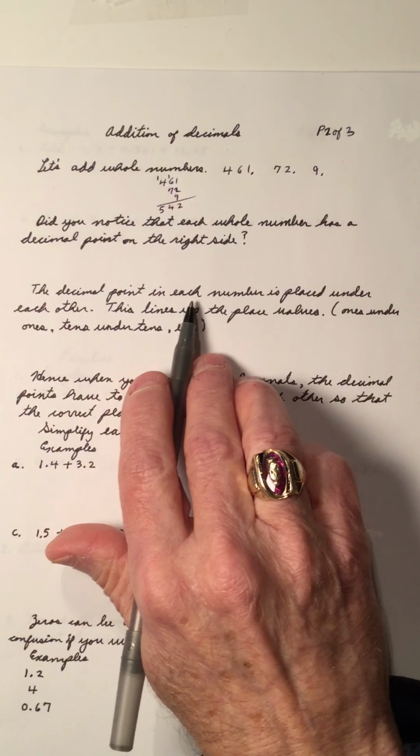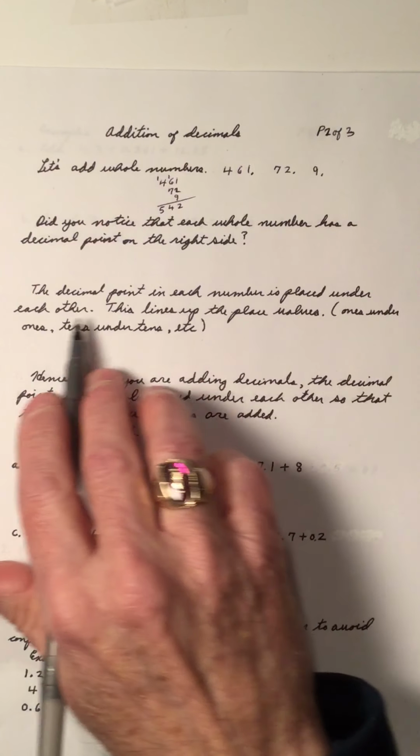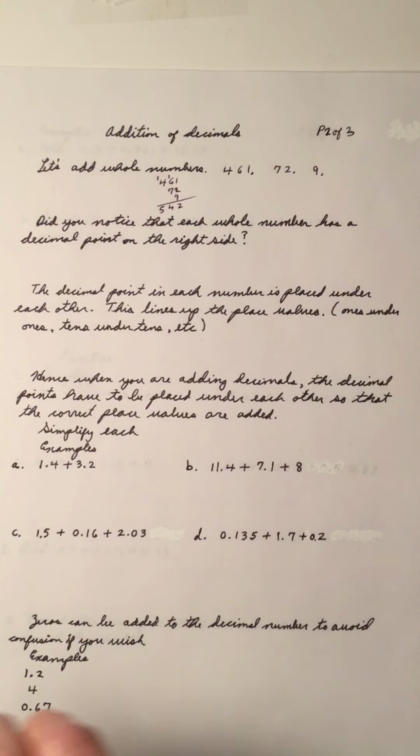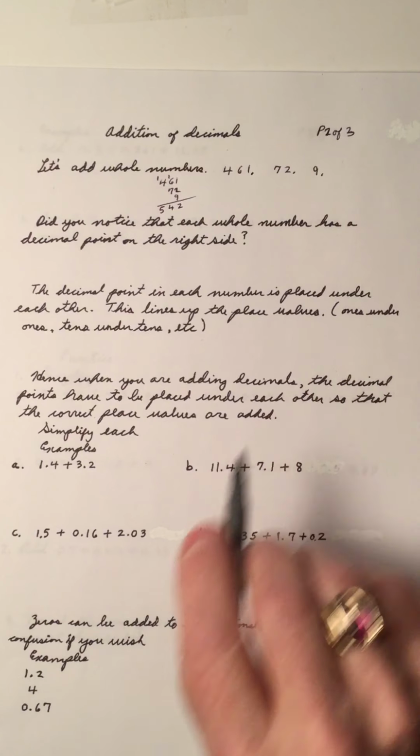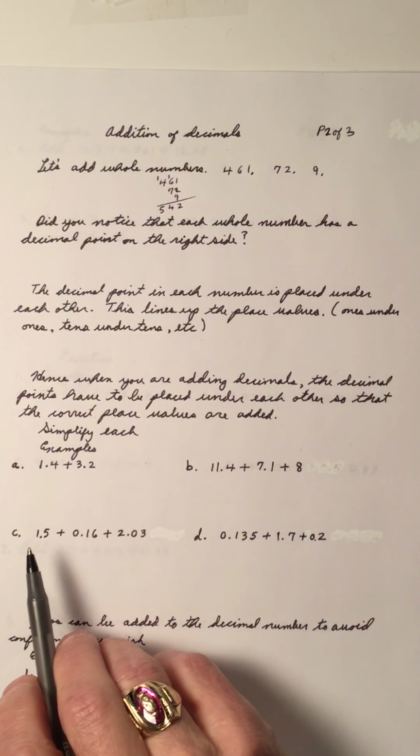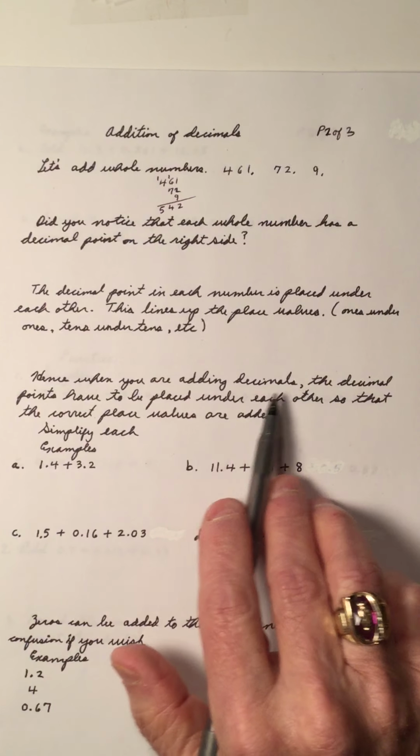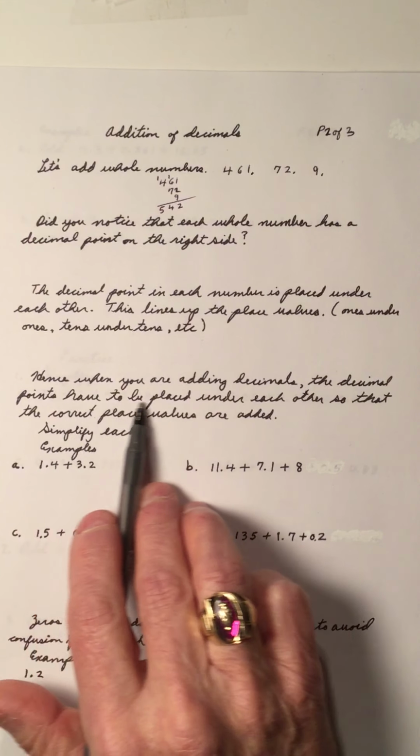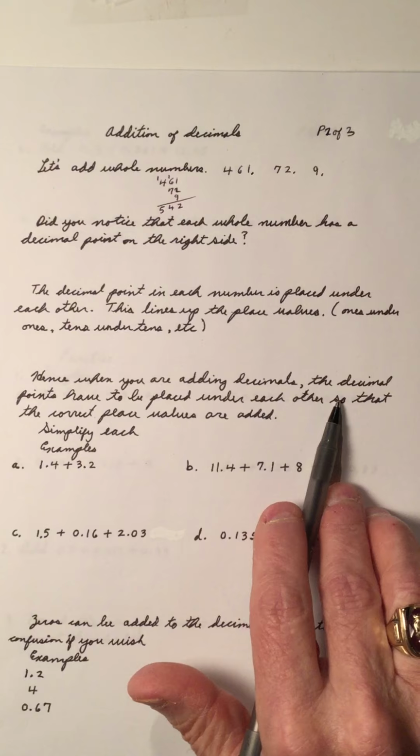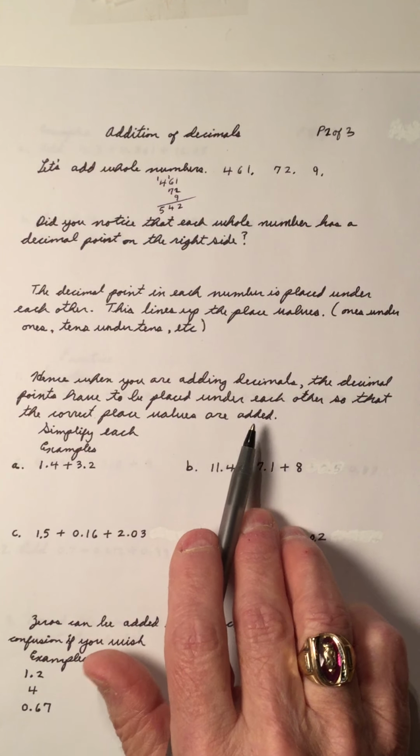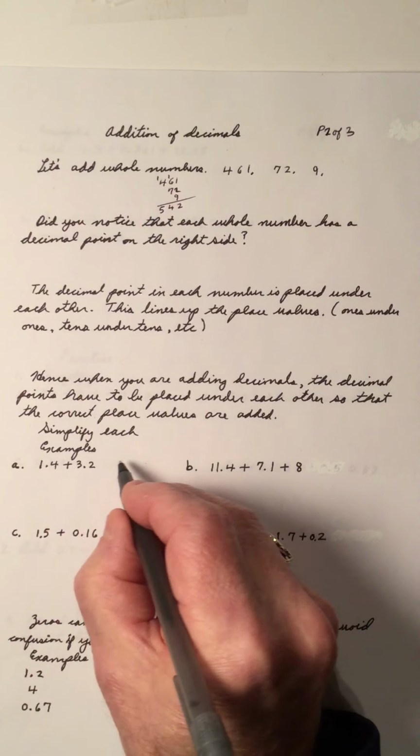The decimal point in each number is placed underneath each other. So when we add decimals, we line up the decimals to go underneath each other. We put the 1s under the 1s, the 10s under the 10s, and so on and so on. Hence, when we're adding decimals, the decimal points have to be placed underneath each other so that the correct place values are added. Let's do some examples.